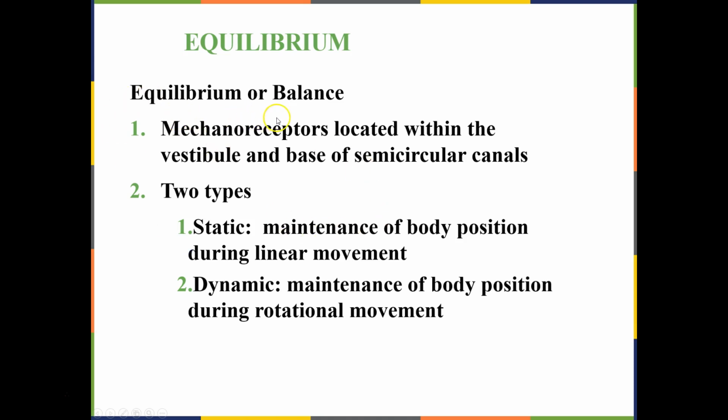This next region, so the ear is the organ for hearing, but it also is your organ for equilibrium. And there are mechanoreceptors within the vestibule and at the base of the semicircular canals. There are two types of equilibrium, static and dynamic. Static is the ability to maintain body position during linear movement.